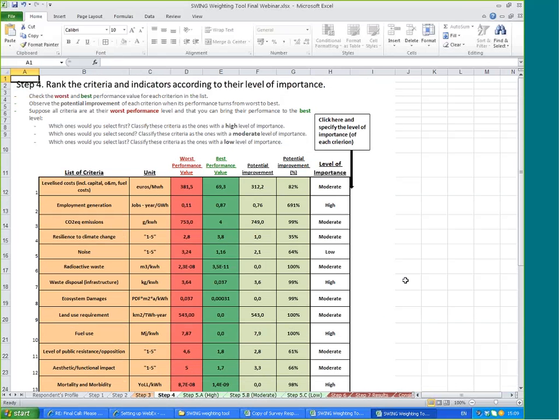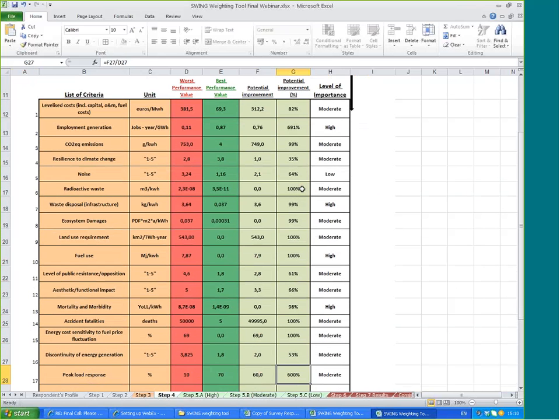The idea was to first rank the criteria and indicators according to the level of performance. So assuming that we have all our criteria at the worst performance level, which ones would we move first? We would prefer to move first to the best performance, and also showing the potential improvement that this move from worst to best will depict. And also we have at column G the averages of potential improvement to give a better and understandable, comparative view between the different criteria.